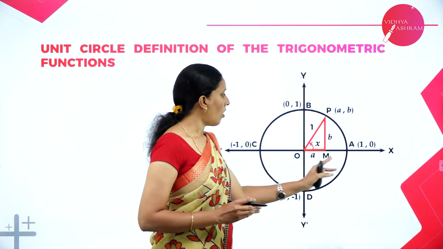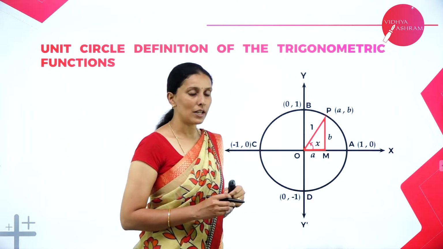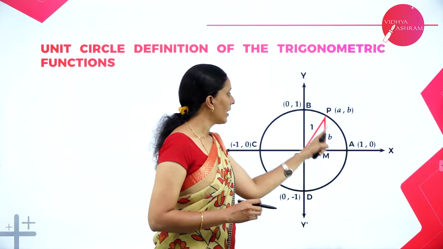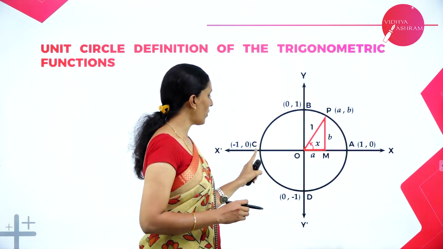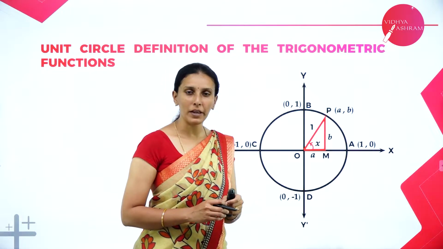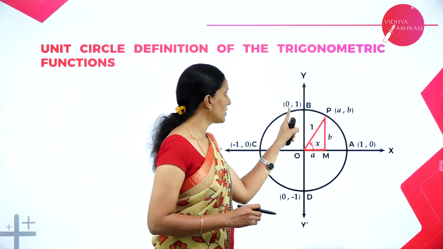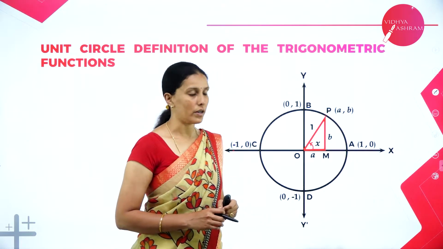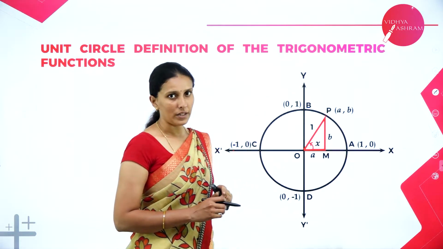So therefore, on your xy plane, let me take the center of the circle as origin itself. So therefore, the distance of point A, point B, point C, point D from origin will be 1, and hence their coordinates are 1, 0, 0, 1, minus 1, 0 and 0, minus 1. So consider any point P on the unit circle.